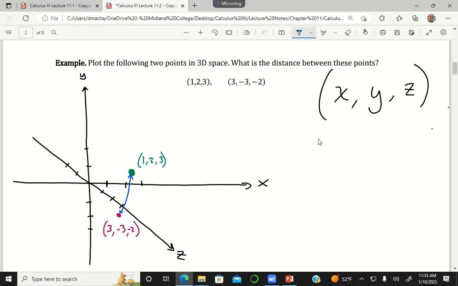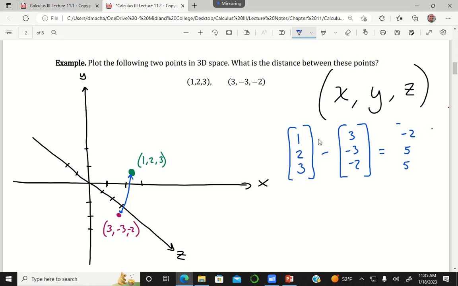What we're going to do is subtract these 2 vectors like this. So 1 minus 3 is -2. 2 minus -3 is 5. And then 3 minus -2 is 5. And so these represent the differences, right? So this vector is sort of like my difference vector. It tells me there's a difference of 2 in the x-coordinates, and a difference of 5 in the y-coordinates, and a difference of 5 in the z-coordinates between the 2 points that I was given.